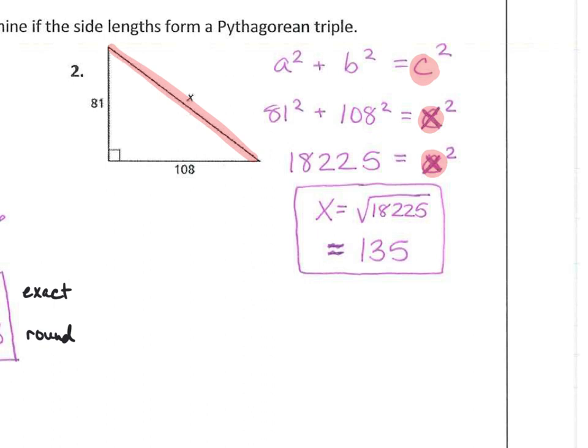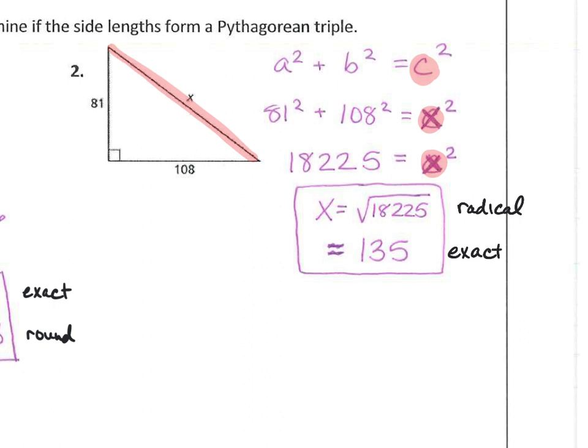So this time when I fill stuff in, I have a leg of 81. I have a leg of 108. I'm going to square both those numbers and add them together, and I get this giant number, 18,225. Okay, so I have this value X, and again, I have the radical version of this, and I'm going to call it radical, not exact, because if you type the square root of 18,225 in your calculator, it doesn't give you a decimal. It gives you an exact answer of 135.